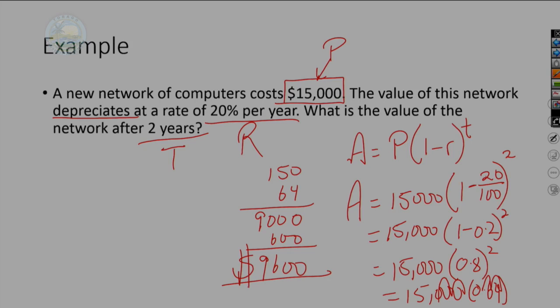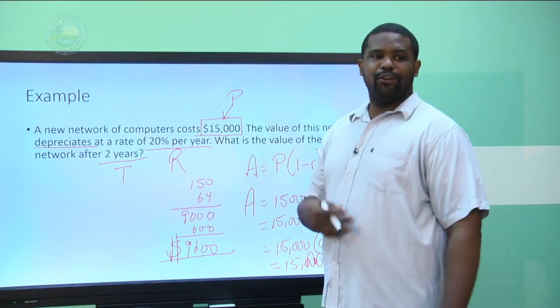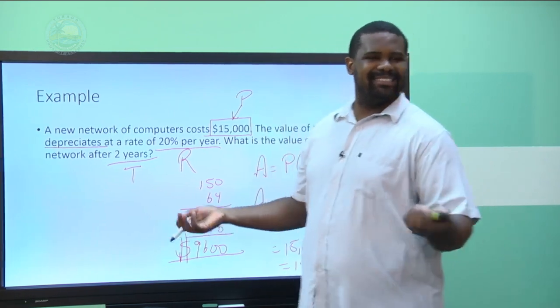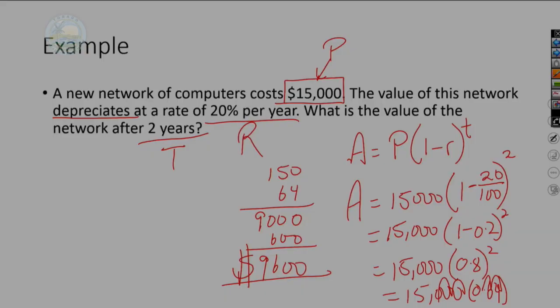And how? Compound interest. Remember what we said: when it comes to losing value, compound interest loses at a slower rate than simple interest does. In 2 years, simple interest would have been 20% times 15,000, that's 3,000. 3,000 times 2 is 6,000. So with simple interest, it would have been worth $9,000. However, because it's compound depreciation, it's worth $9,600. So if you're losing value, it's better to lose value with compound interest than with simple interest. Let's continue.